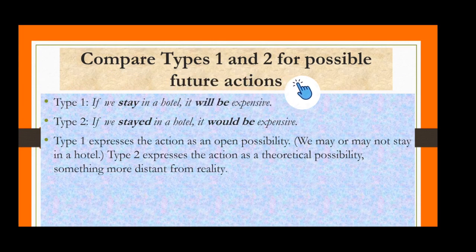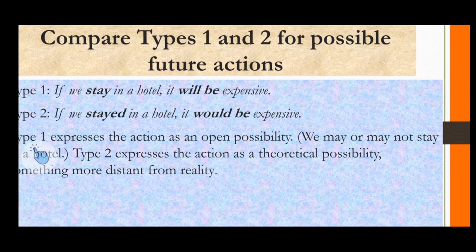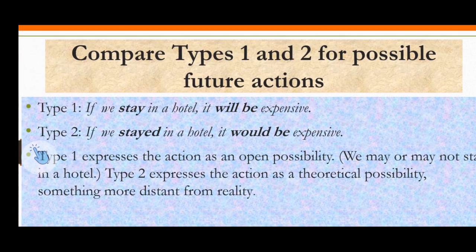Compare type 1 and 2 for possible future actions. So we can use both type 1 and 2 for possible future actions. Type 1, let me zoom it. That type 1, if we stay in a hotel, it will be expensive. So we are just making a condition that it will be expensive only in future, if we stay in a hotel. So it is possible. Possibilities are there that if we stay in a hotel, it will be expensive.